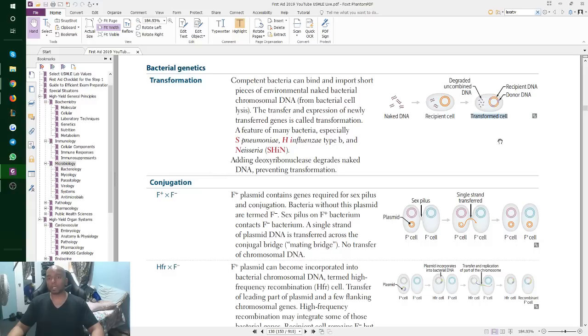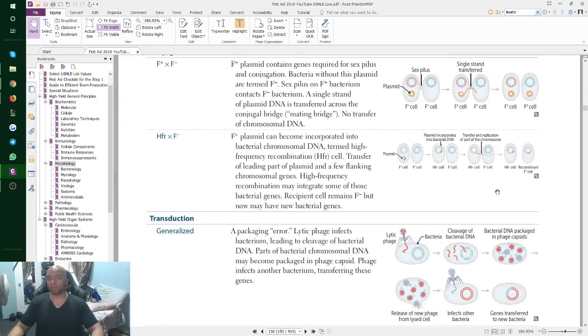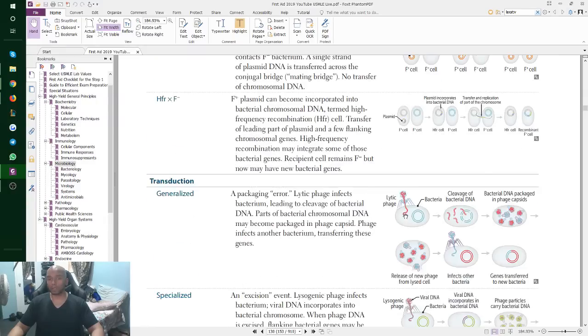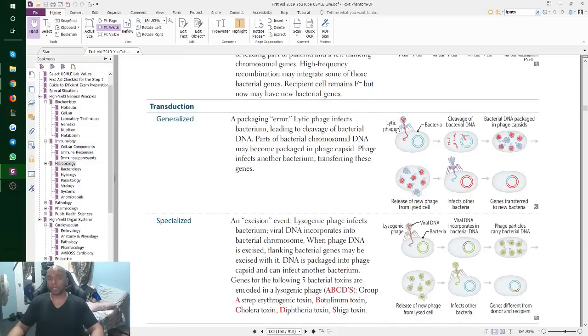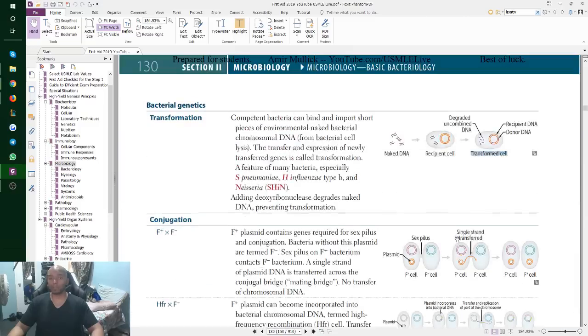Transformation is very unique because, as you can tell from all these other images, they all require someone else, right? These guys are two cells. Here you have a cell and a virus, right? And then in transposition, there's no cell. This is just very DNA kind of stuff that's happening, right?